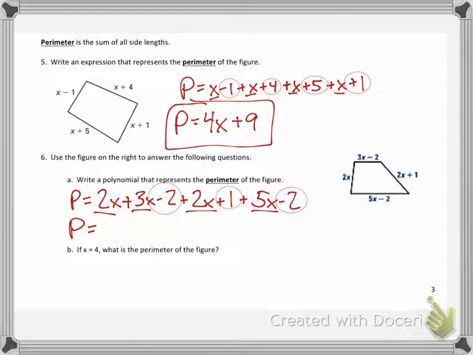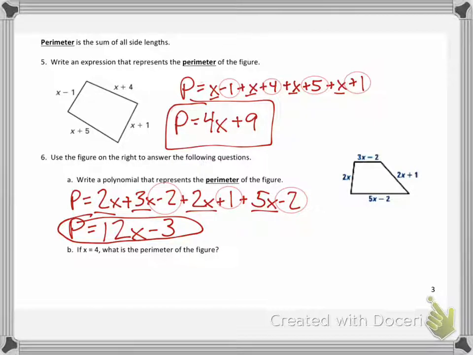So if I add up my x's, let's see here, we end up with 12x. I put my constants together, I have negative 3. So my perimeter is equal to 12x minus 3.